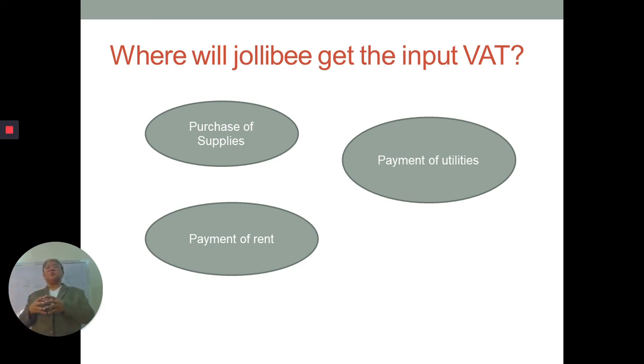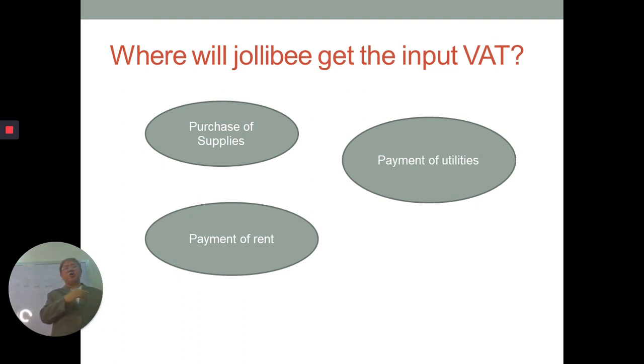If the output VAT is higher, then there is an obligation to remit the difference to the BIR every 20th of the following month. So for example, for the month of August, all transactions pertaining to VAT, like input and output, will have to be remitted to the BIR the following month. That is September 20th, on or before September 20th.